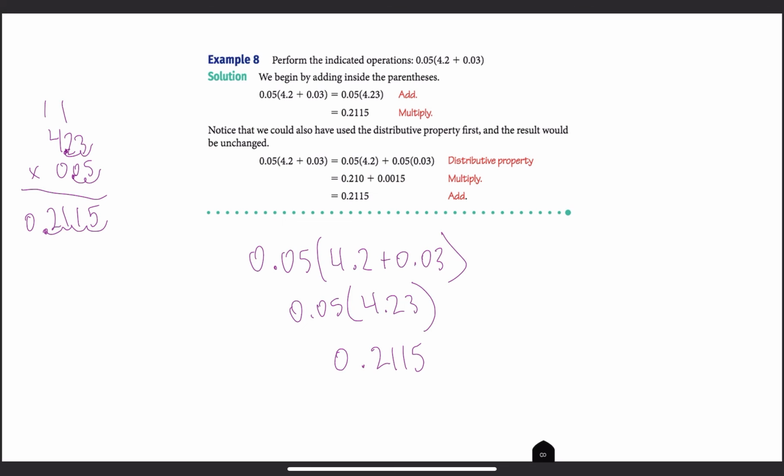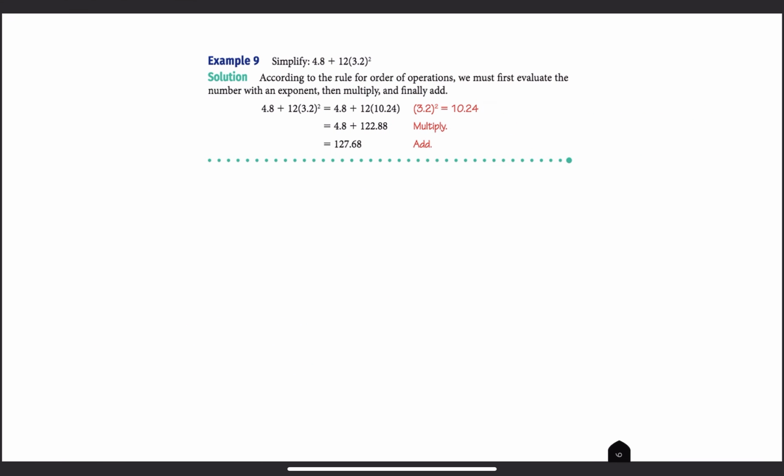And what they're showing you here is that you could have used the distributive property. You could have distributed this to the parts inside, right here and right here, and then you could have added those subproducts. And you'd still get the final answer. All right, let's do another one.